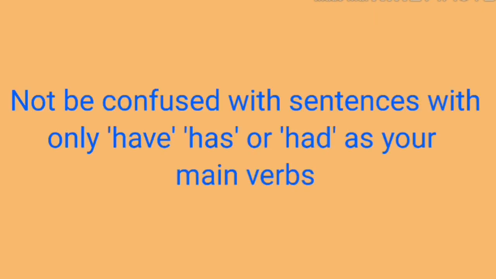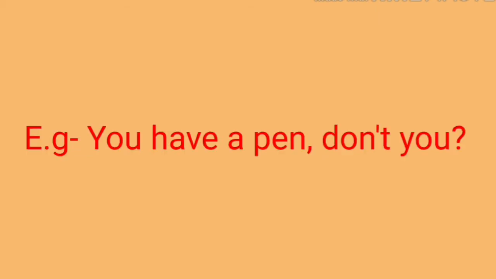Not to be confused with other sentences where you have only have, has, or had as your main verb. Just like, you have a pen, don't you? Right. Have is your main verb, so you say "don't you?" Have is in present, so you start with "don't." You have a pen, don't you? He has a lot of money, doesn't he? He has is your main verb, in present, so "doesn't he?" Similarly, he had a pen becomes "didn't he?"